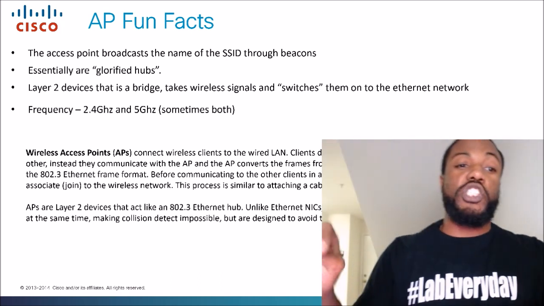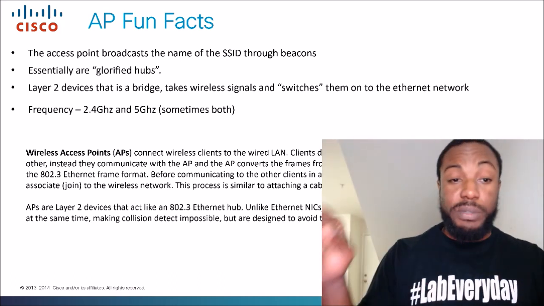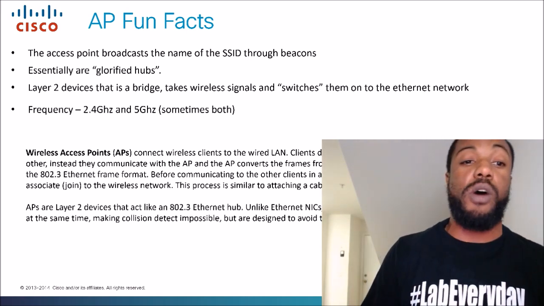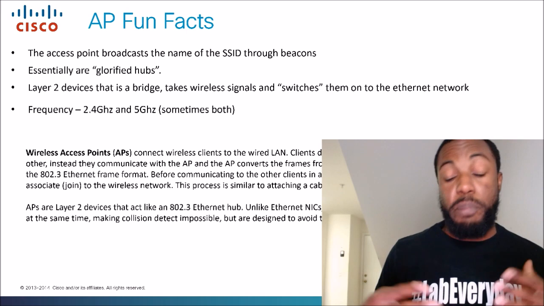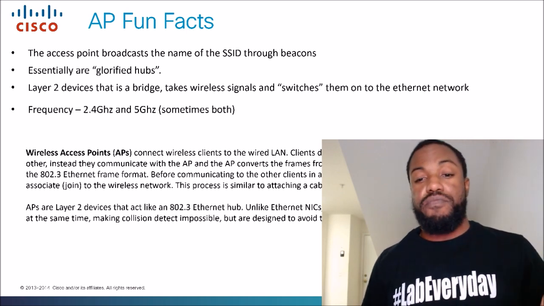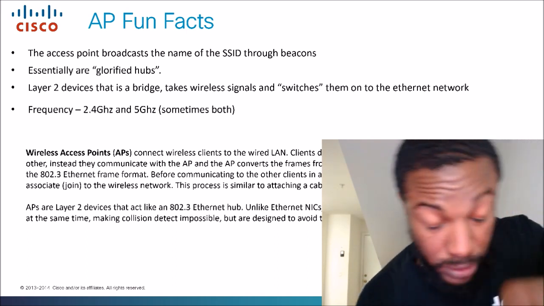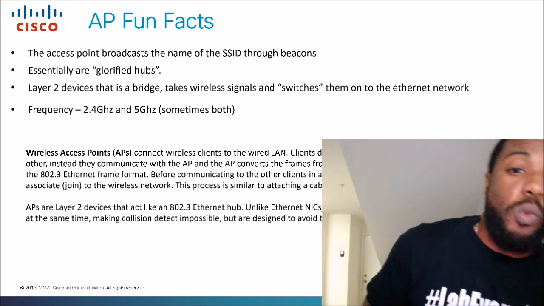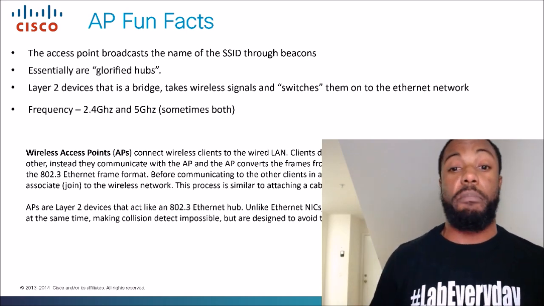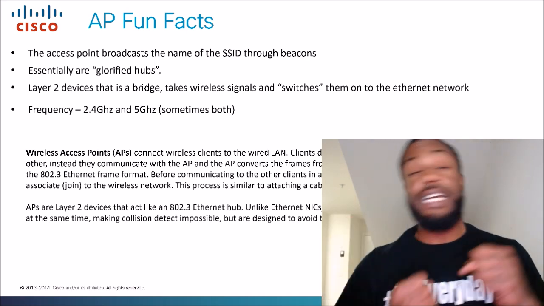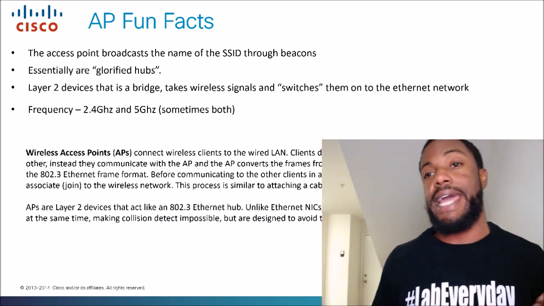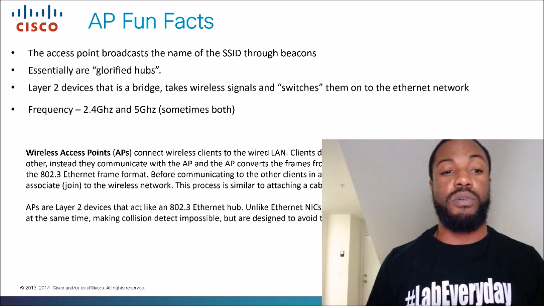An AP also broadcasts different frequencies, 2.4 gigahertz and 5 gigahertz, which I believe we'll cover in the next video, and sometimes both, depending on which model AP you have. And I liked this little bullet point over here at the bottom. Wireless access points connect wireless networks to the wired LAN, which I've told y'all many times. It takes everything wireless, puts it onto the wire. Clients do not communicate directly with each other unless they're in an ad hoc network. We'll talk about that maybe pretty soon too.